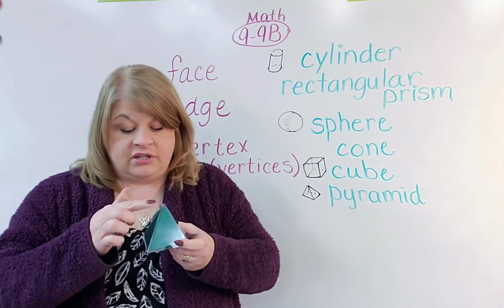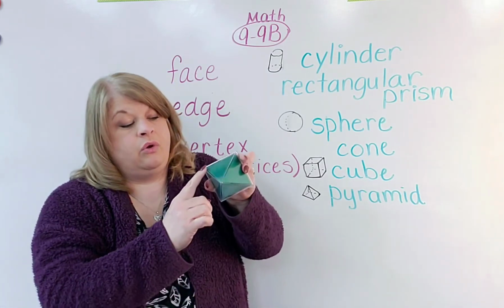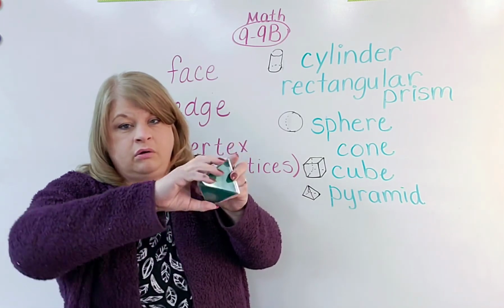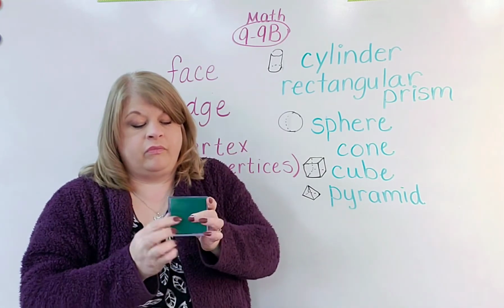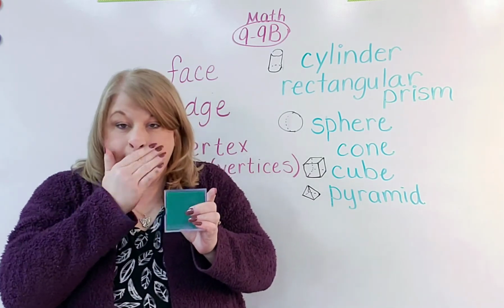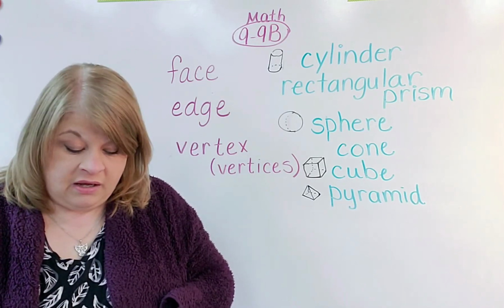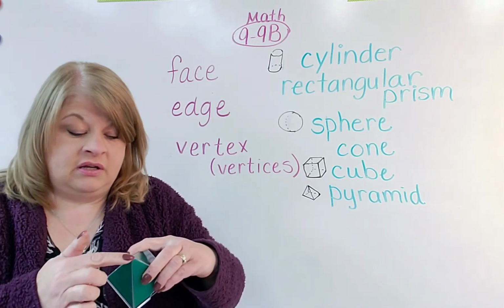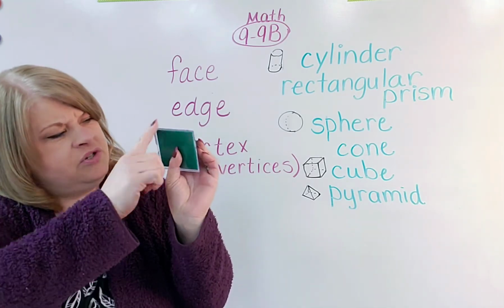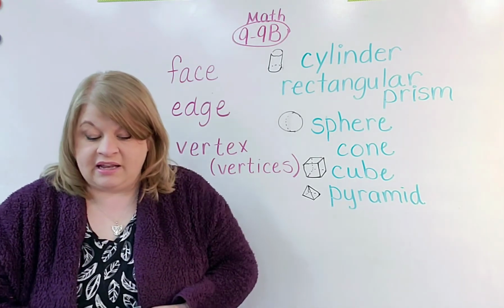Now go to edges. How many edges? Okay? So if you start here, 1, 2, 3, 4, 5, 6, 7, 8. 8 edges. It has 8 edges. And how many vertices? 1, 2, 3, 4, 5. 5 vertices on a pyramid. So you're going to write that in.